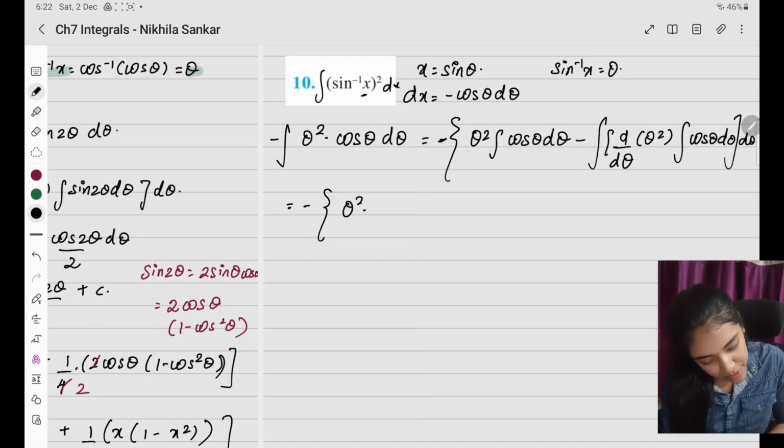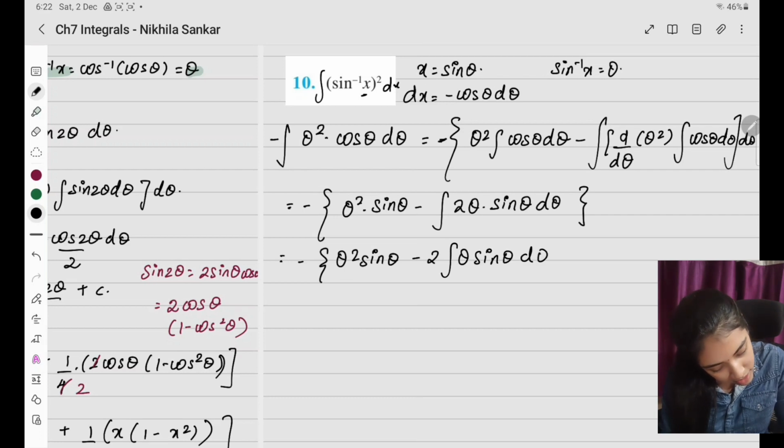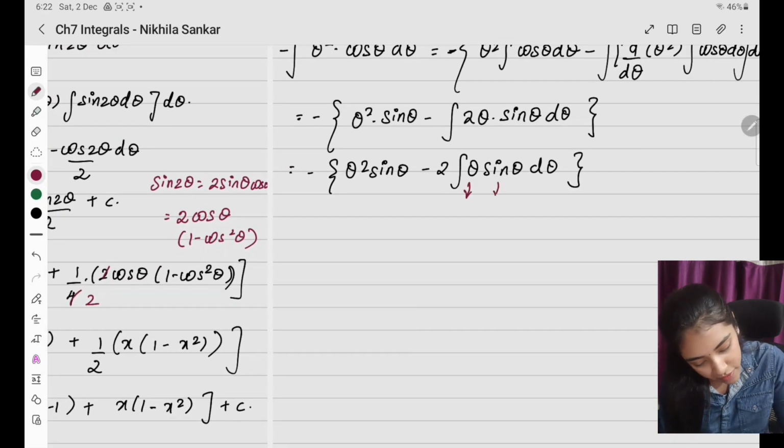Theta square times integral of cos is going to be sin theta minus the integral of d by d theta of theta square, which is 2 theta, times the integral of cos, which is sin theta, d theta. Now I again have minus theta square sin theta minus 2 integral theta sin theta d theta. So this is again integration by parts. So this is my first function, second function.